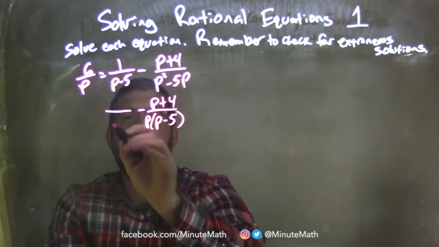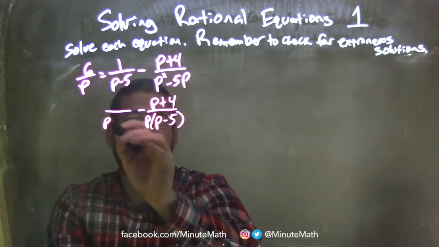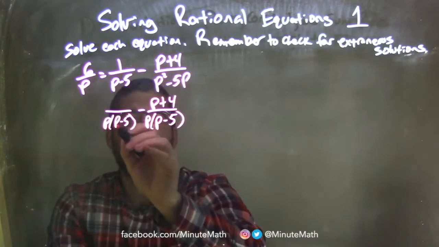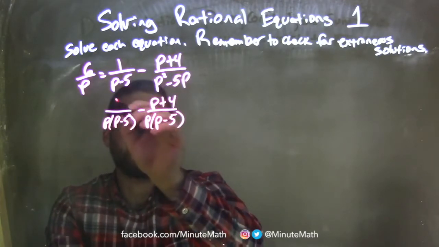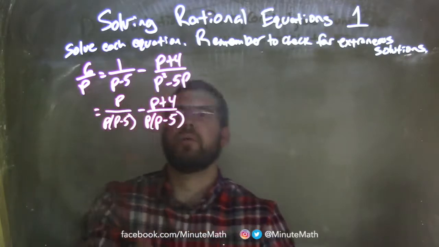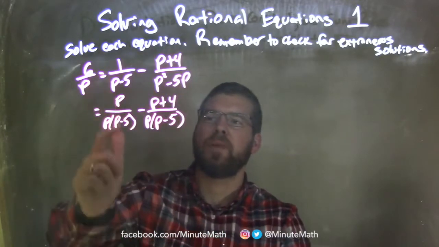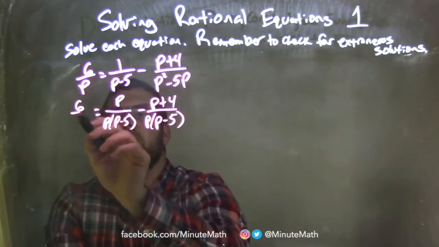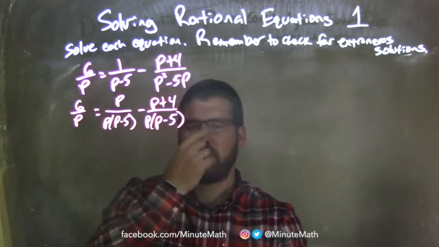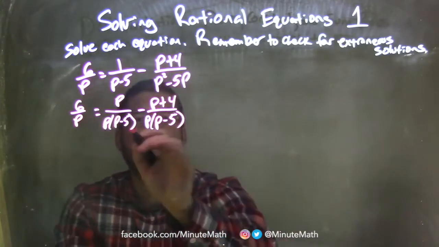And so what I can do now, to make it the same denominator, p times p minus 5, I have to multiply the numerator by p, and 1 times p is p. So now we have the same denominator, right? P over p is just that 1, and I have p minus 5 right there, and I have 6 over p here. So now what I'm going to do is, well, I can combine the two.